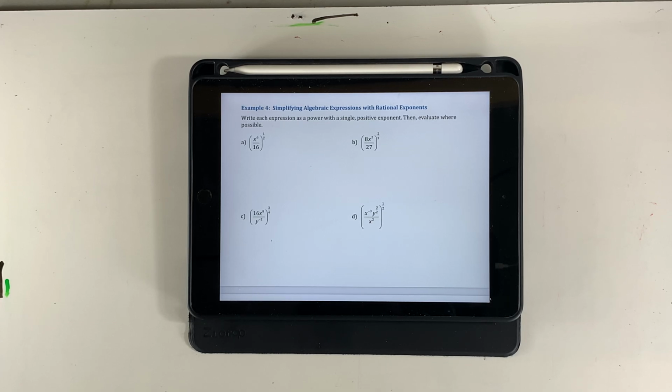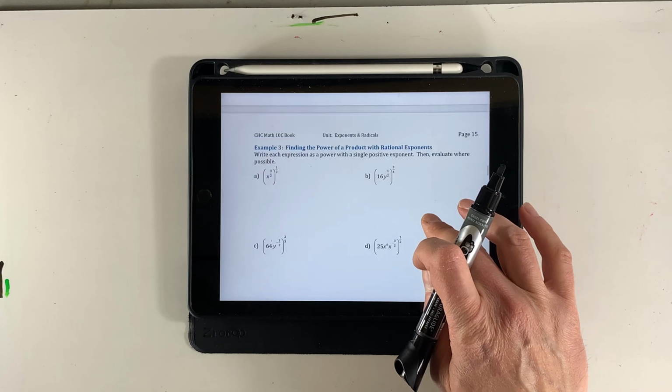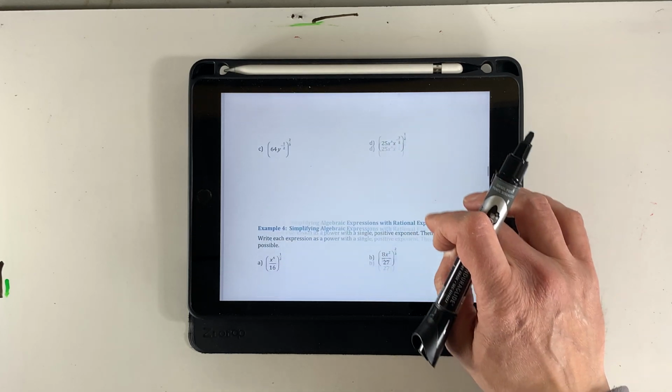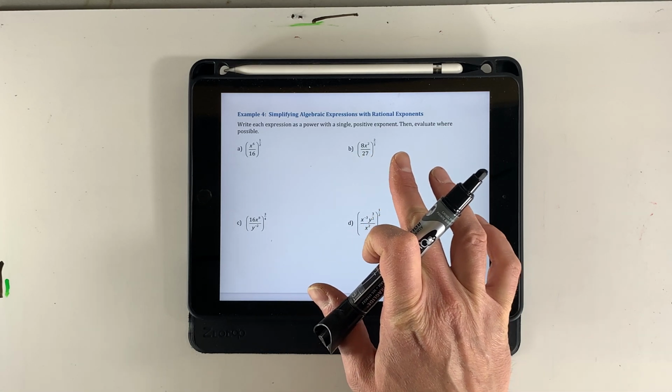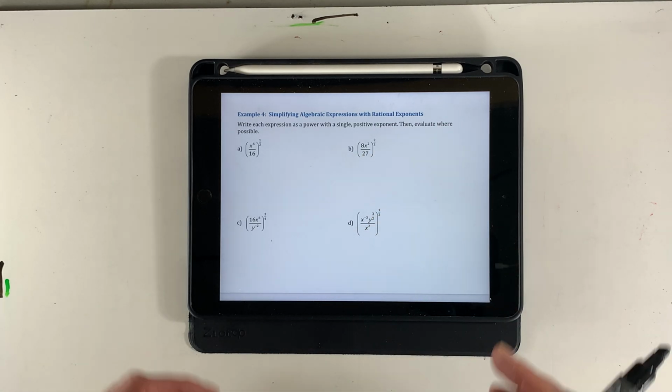So here I will be doing example 4 on page 15 in the Exponents and Radicals workbook. We are going to simplify algebraic expressions with rational exponents. Write each expression as a power with a single positive exponent and evaluate where possible.